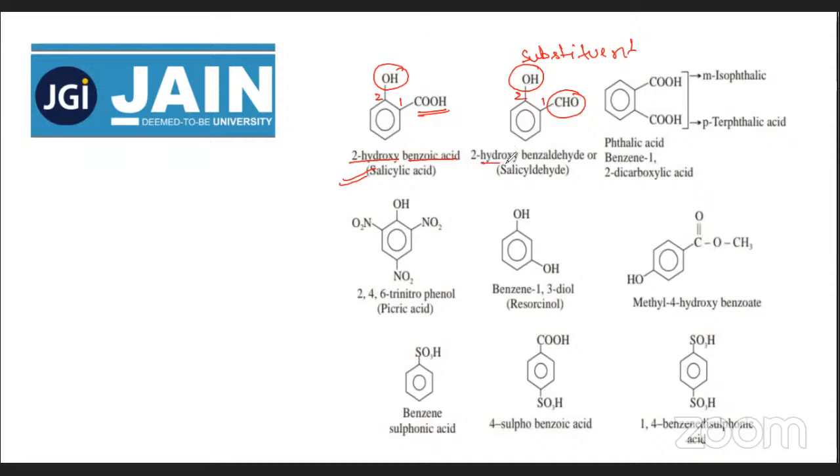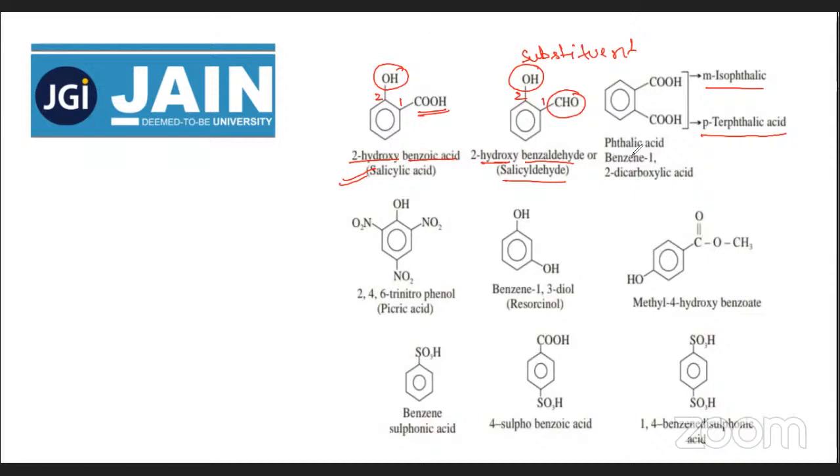On the second group, we have hydroxy. Because we have an aldehyde group, we write benzene on that aldehyde, so benzaldehyde, which is also known as salicylaldehyde. This is the COOH group. So this is m-isophthalic acid, and this is para-terephthalic acid.